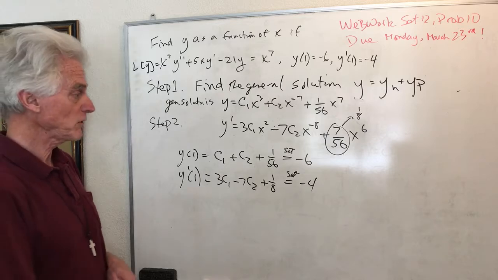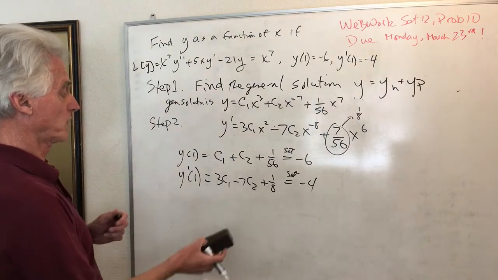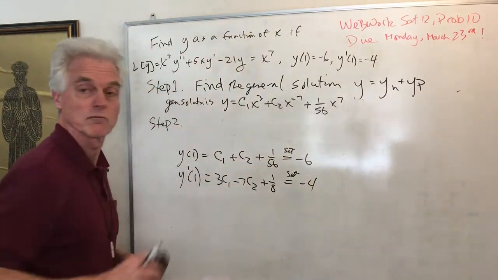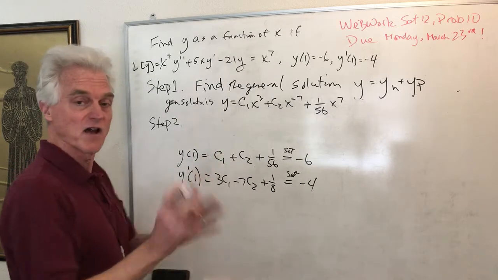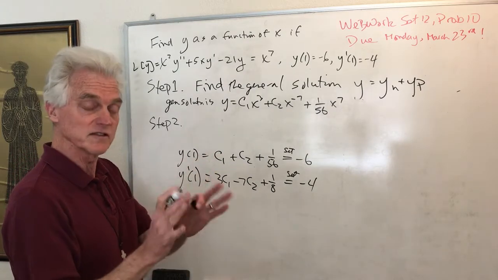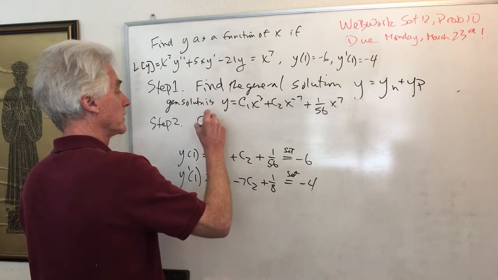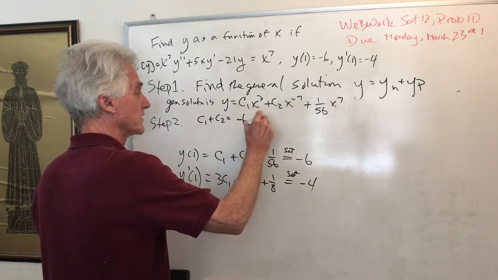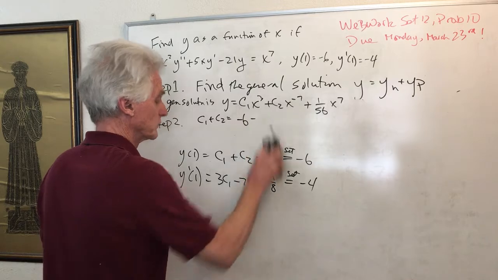All right. So now I think I'm ready to summarize step 2. I'm almost done here. Step 2 is to find the 2 equations in the 2 unknowns, C1 and C2. And that's going to be C1 plus C2 is negative 6 minus 1 over 56. Let's write that so you can read it.